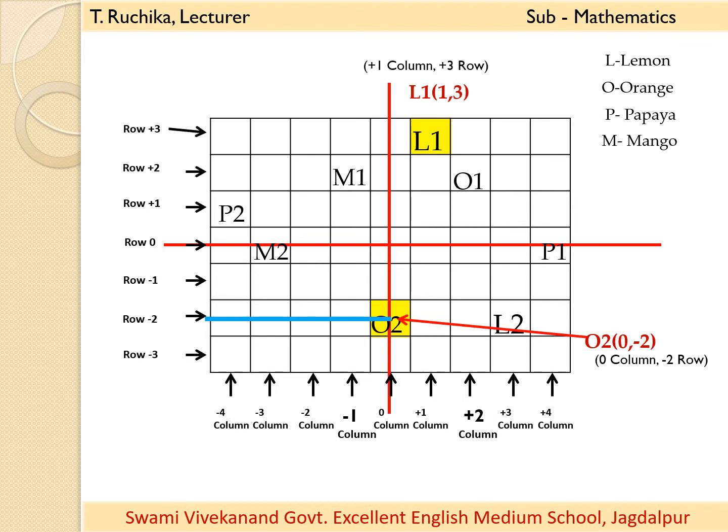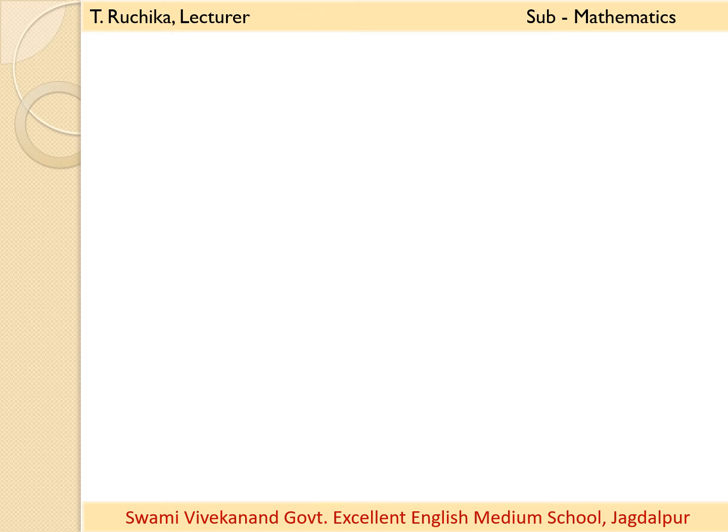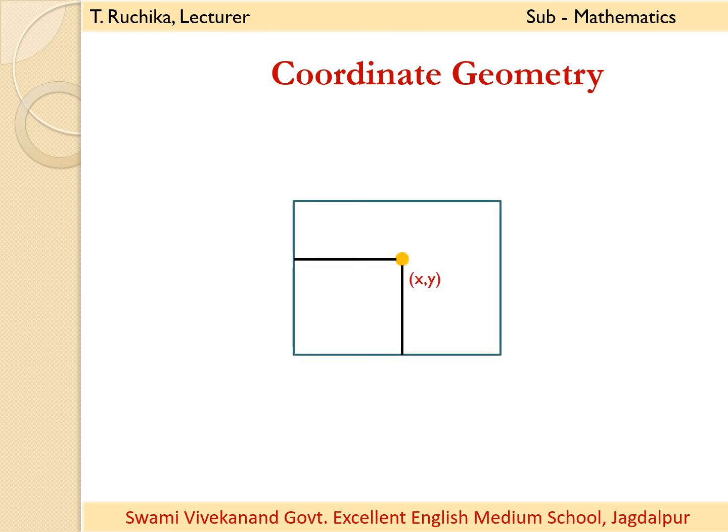Similarly, we can find out the positions of other plants, other papaya, mango trees also. With the help of these two examples, we knew that the position of any object kept on a plane can be decided by using two mutually perpendicular lines on the plane. Using this concept, we came to know about a very important branch of mathematics, that is coordinate geometry. The method of identifying the position of any point or object on a plane is known as Cartesian system.